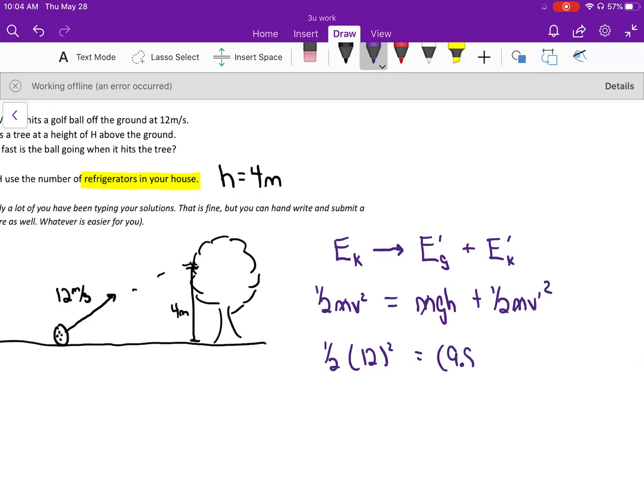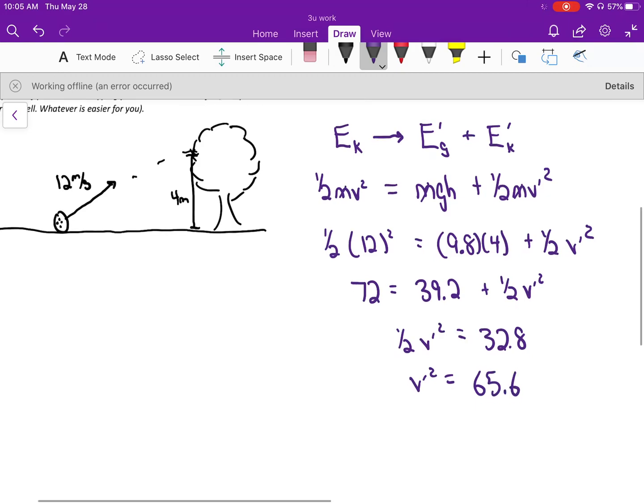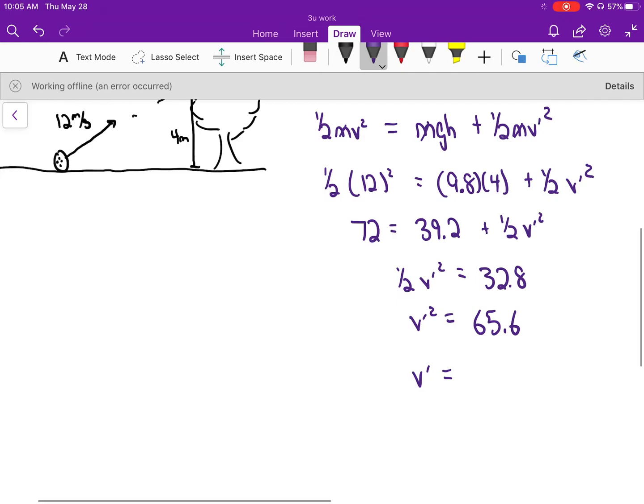And using my numbers, that's equal to 9.8 times 4 plus 1/2 v prime squared. If we clean that up, 12 squared is 144, half of that is 72. So 72 equals 4 times 9.8, which is 39.2, plus 1/2 v prime squared. Flipping things around, 1/2 v prime squared. Subtracting the 39.2 from 72, we're left with 32.8. Get v prime squared all by itself by doubling. We're going to be close to 64. I'm getting 65.6. 64 is a perfect square of 8, so we're going to be a little bit bigger than 8. I'm getting 8.1.